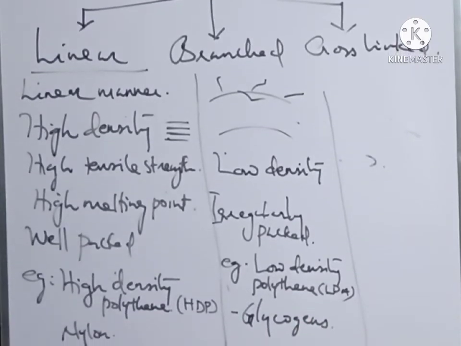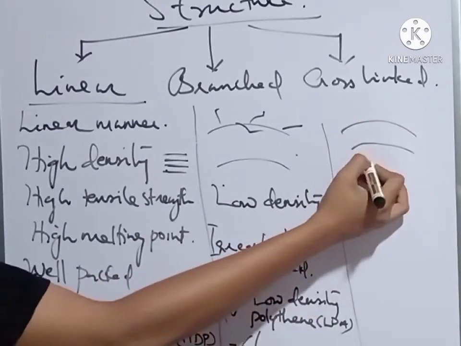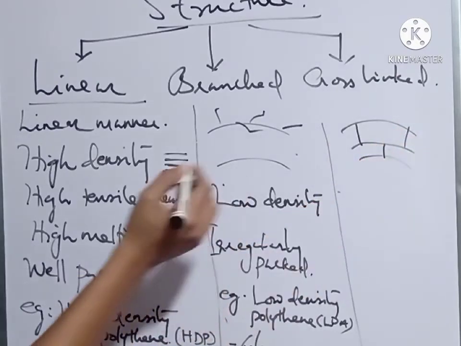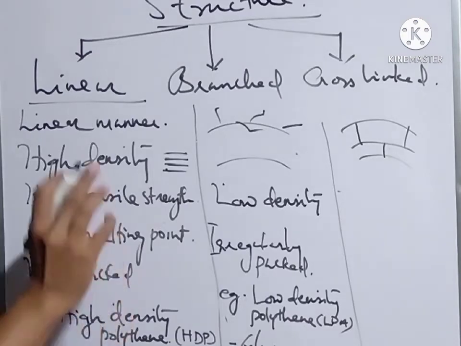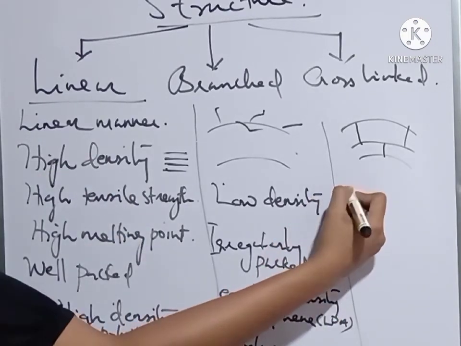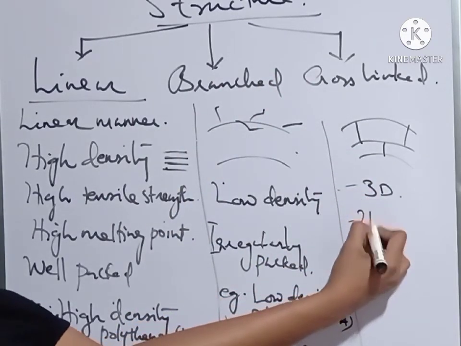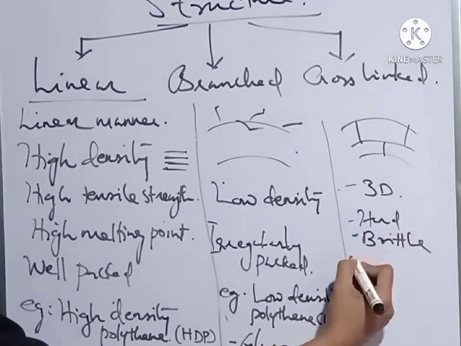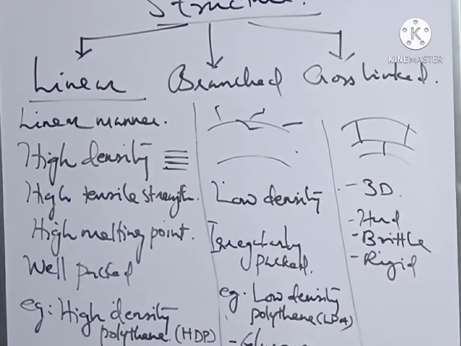Glycogens, etc. Cross-linked polymers means linear chains are there and these chains are cross-linked by branches. So cross-linked polymers are linear branches cross-linked together to form a three-dimensional structure. These are three-dimensional polymers, and these are very hard, brittle, and rigid.